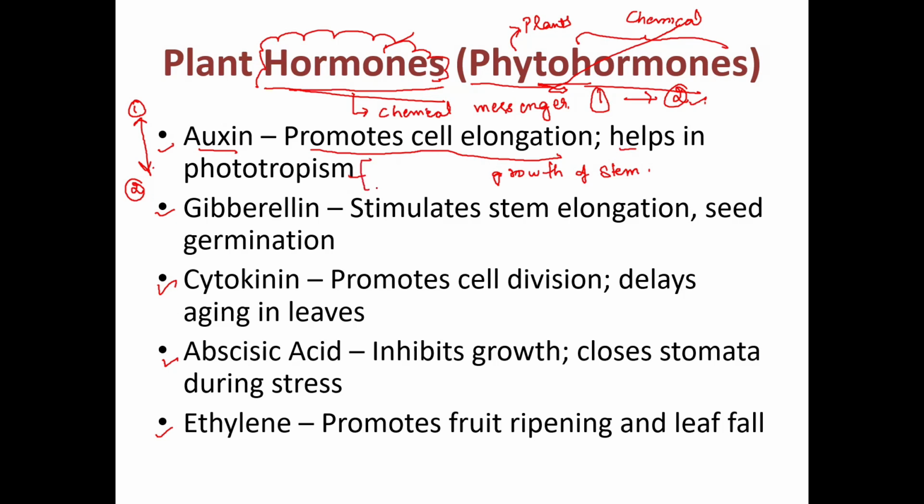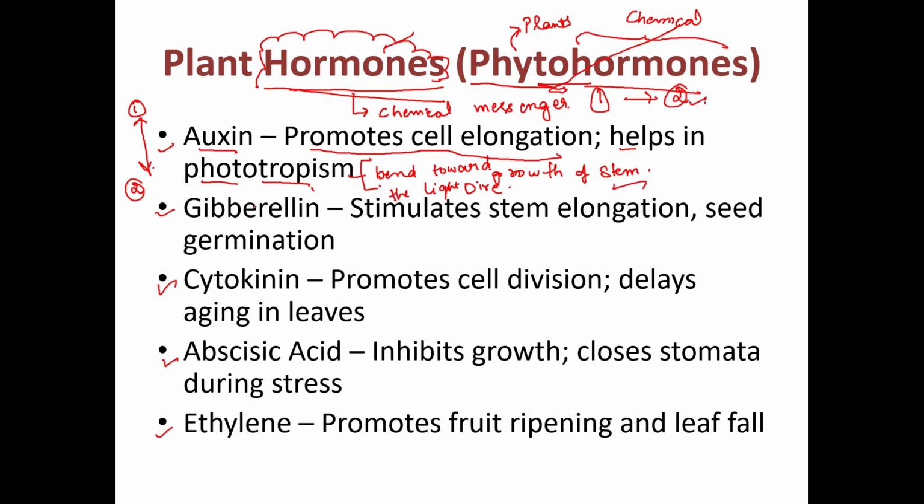What does phototropism mean? When a plant bends towards the light direction, this is called phototropism. Photo means light, tropism means movement. Basically, movement of a plant stem towards light.